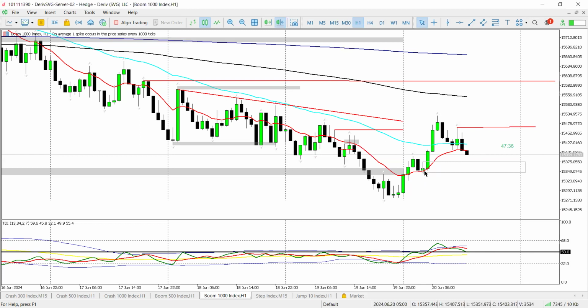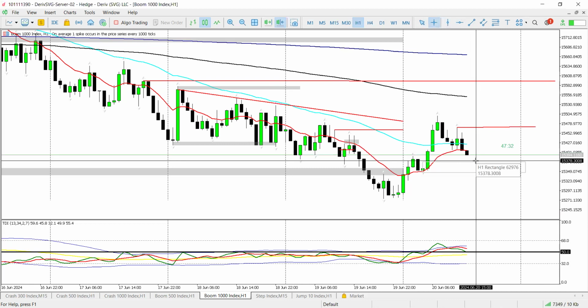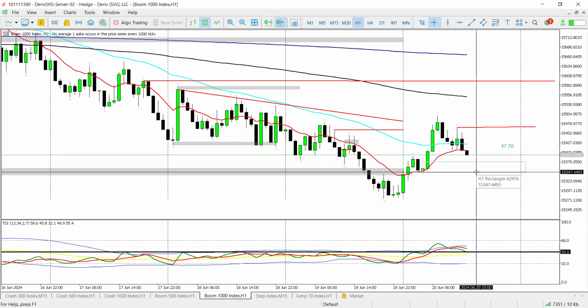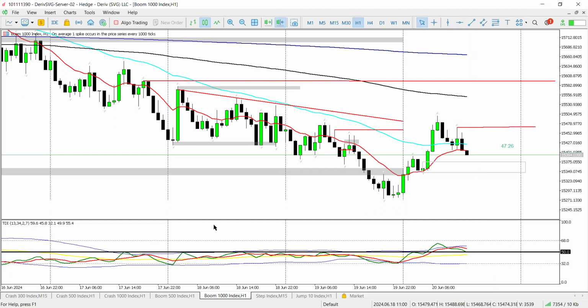So we'll just see this order block here on H1. I'll say that's my point of interest, which is around 15,375 to 15,345. Okay, 15,375, that's my point of interest, to 15,345. I think that's about 30 pips if you are going to take this trade.